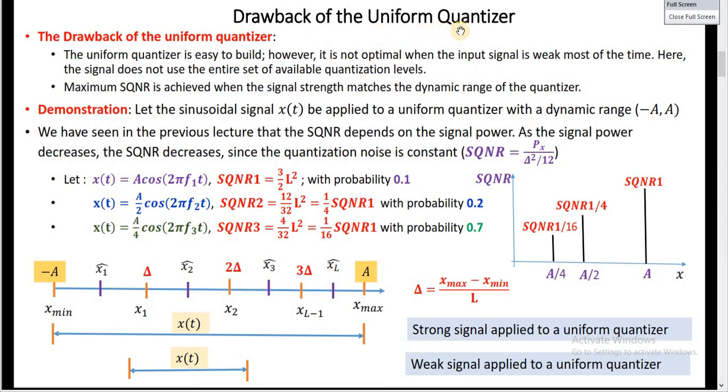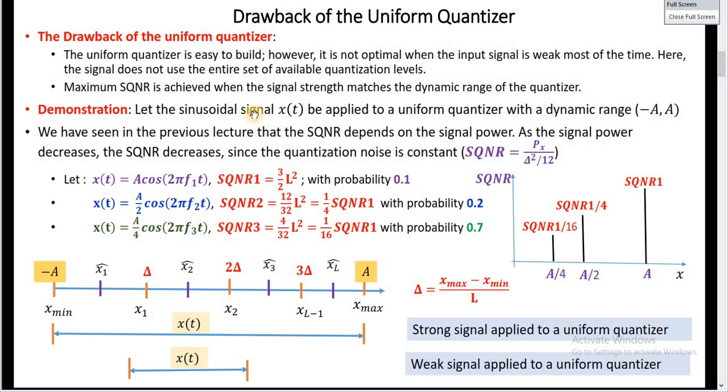Drawbacks of the uniform quantizer. The uniform quantizer is easy to build. However, it's not optimal when the input signal is weak most of the time. Here, the signal does not use the entire set of available quantization levels. Maximum signal to quantization noise ratio is achieved when the signal strength matches the dynamic range of the quantizer.